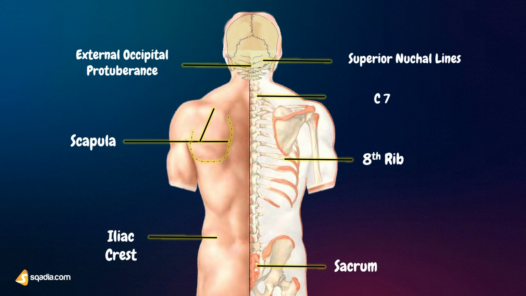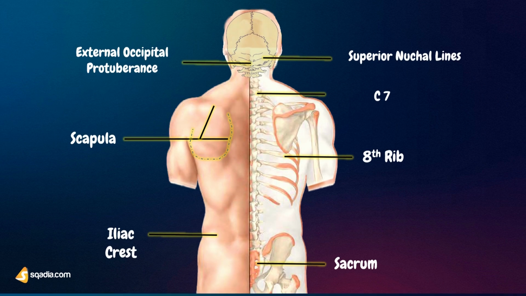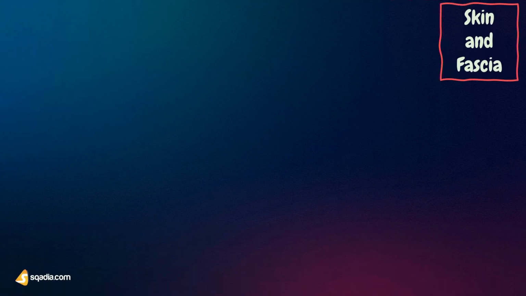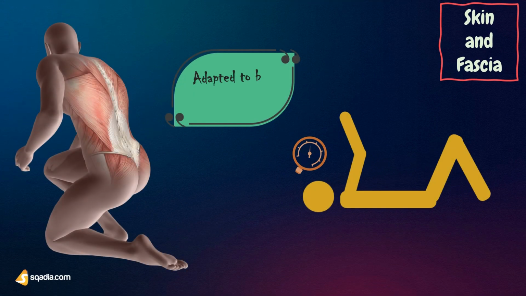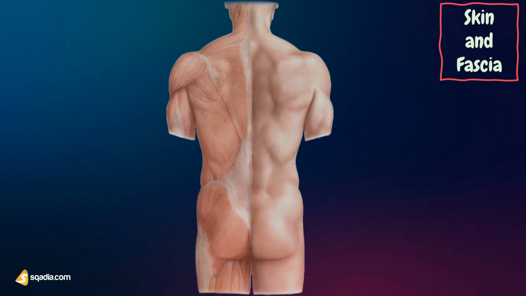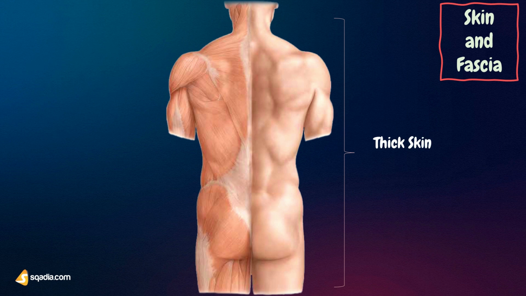Now let's briefly swiftly go through the skin, fascia, and nervous supply of the back. Human beings mostly lie on their backs. Therefore, the skin and fascia of the back are adapted to sustain the pressure of the body weight. Accordingly, the skin is thick and fixed to the underlying fascia.